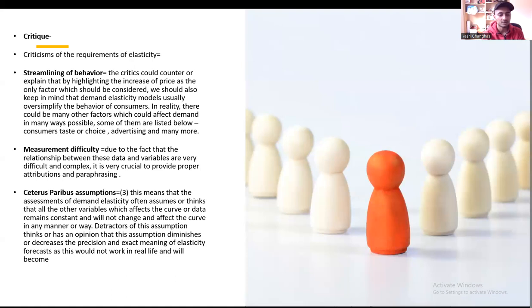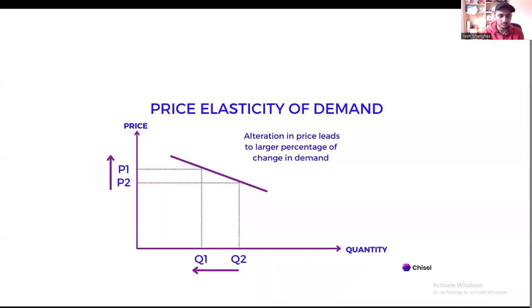And the last assumption we use is the ceteris paribus assumption. This means that assessments of demand elasticity often assume that the other variables which affect the curve remain constant. So when we talk about one thing, we just assume that the other things will be constant, so they are not affecting it. This is an assumption that we work on. Some people also dislike this assumption, but this is the thing we work on. So first of all, let's look at the graph here, which tells us about the price elasticity of demand.